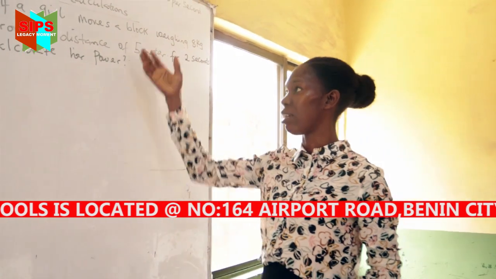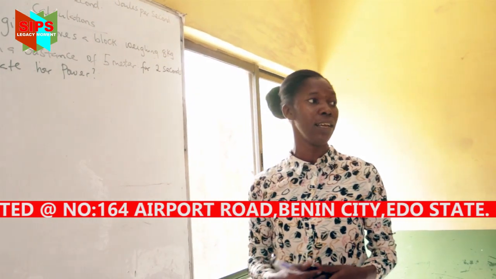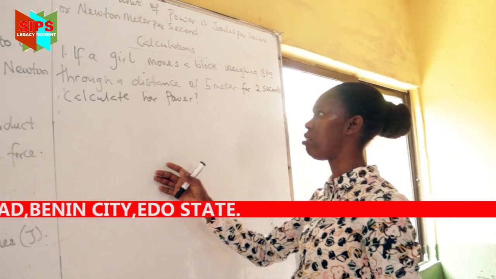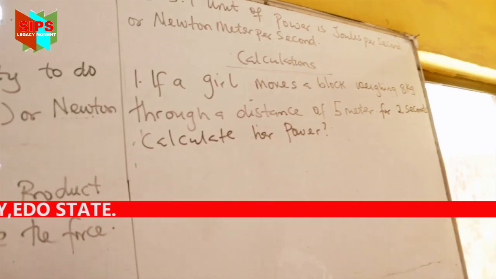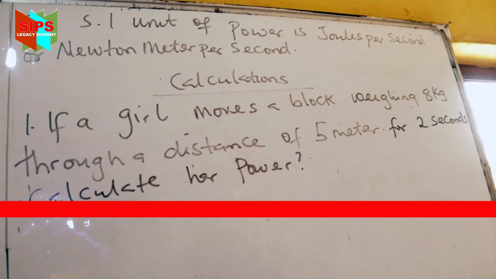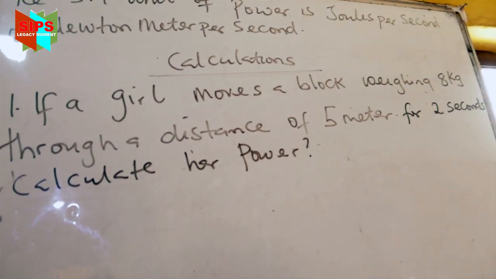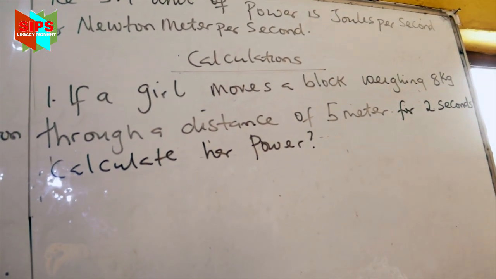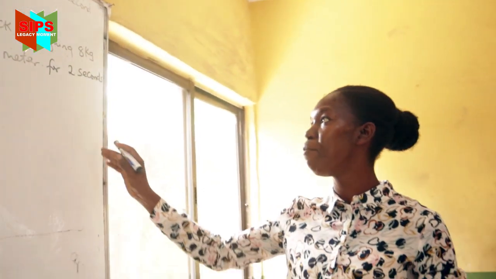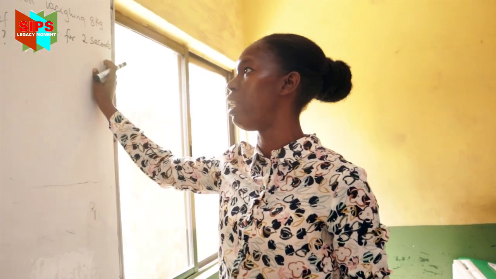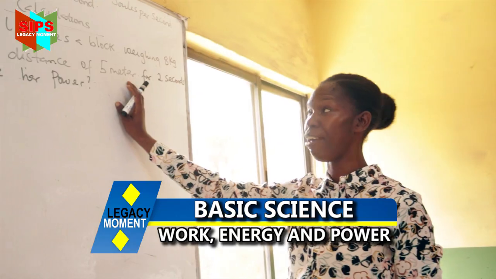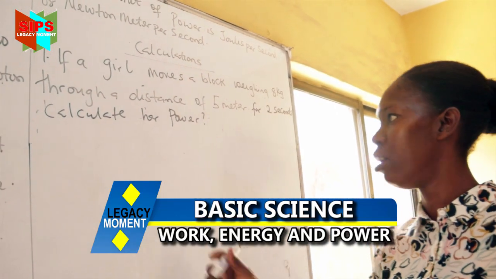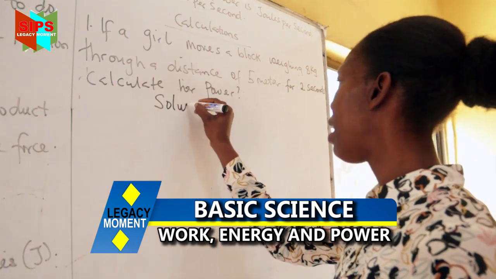Now quickly, we'll look at a calculation so we can apply the knowledge that we have just gained. The question here says, if a girl moves a block weighing 8 kg through a distance of 5 meters for 2 seconds, calculate her power. If a girl moves a block weighing 8 kg through a distance of 5 meters for 2 seconds, let's find her power.